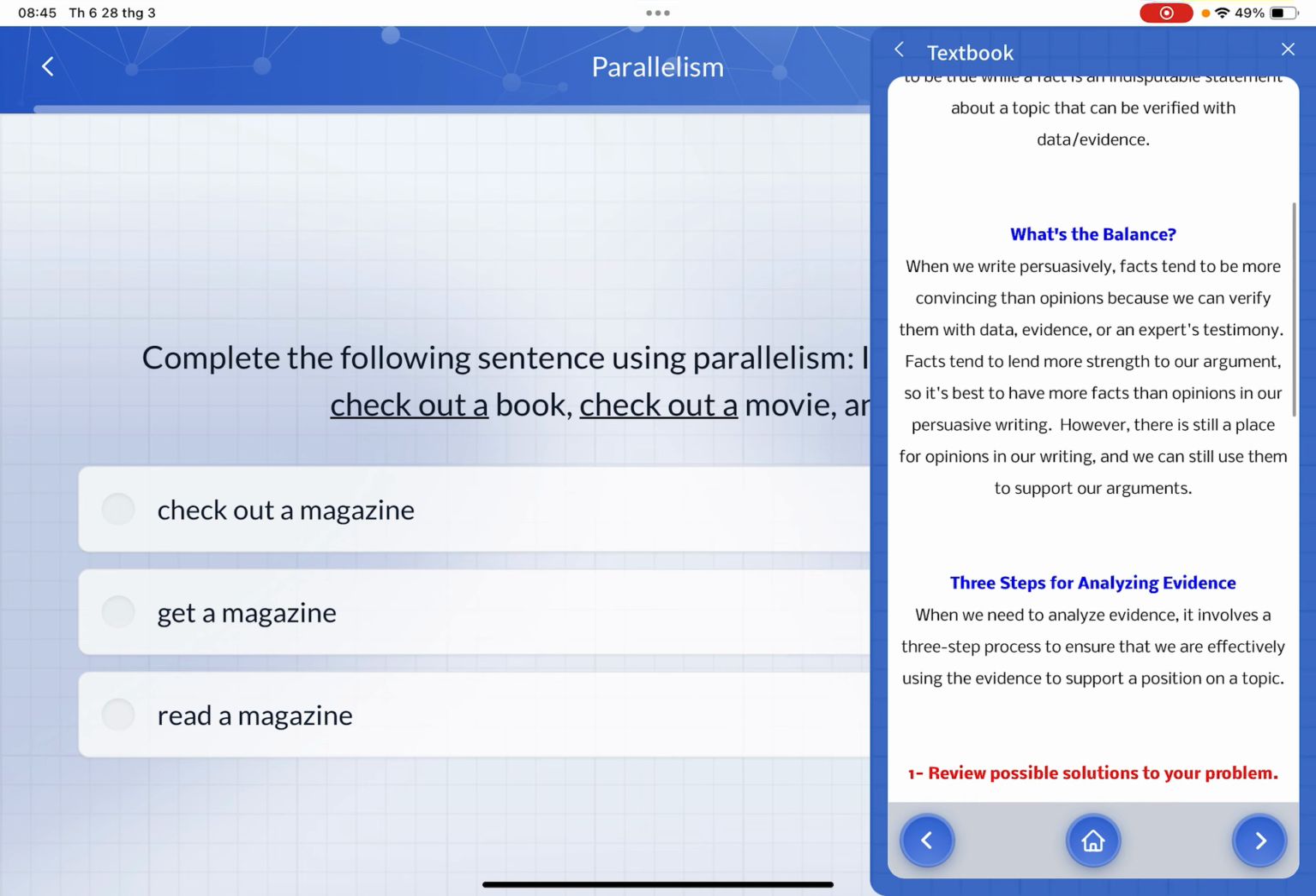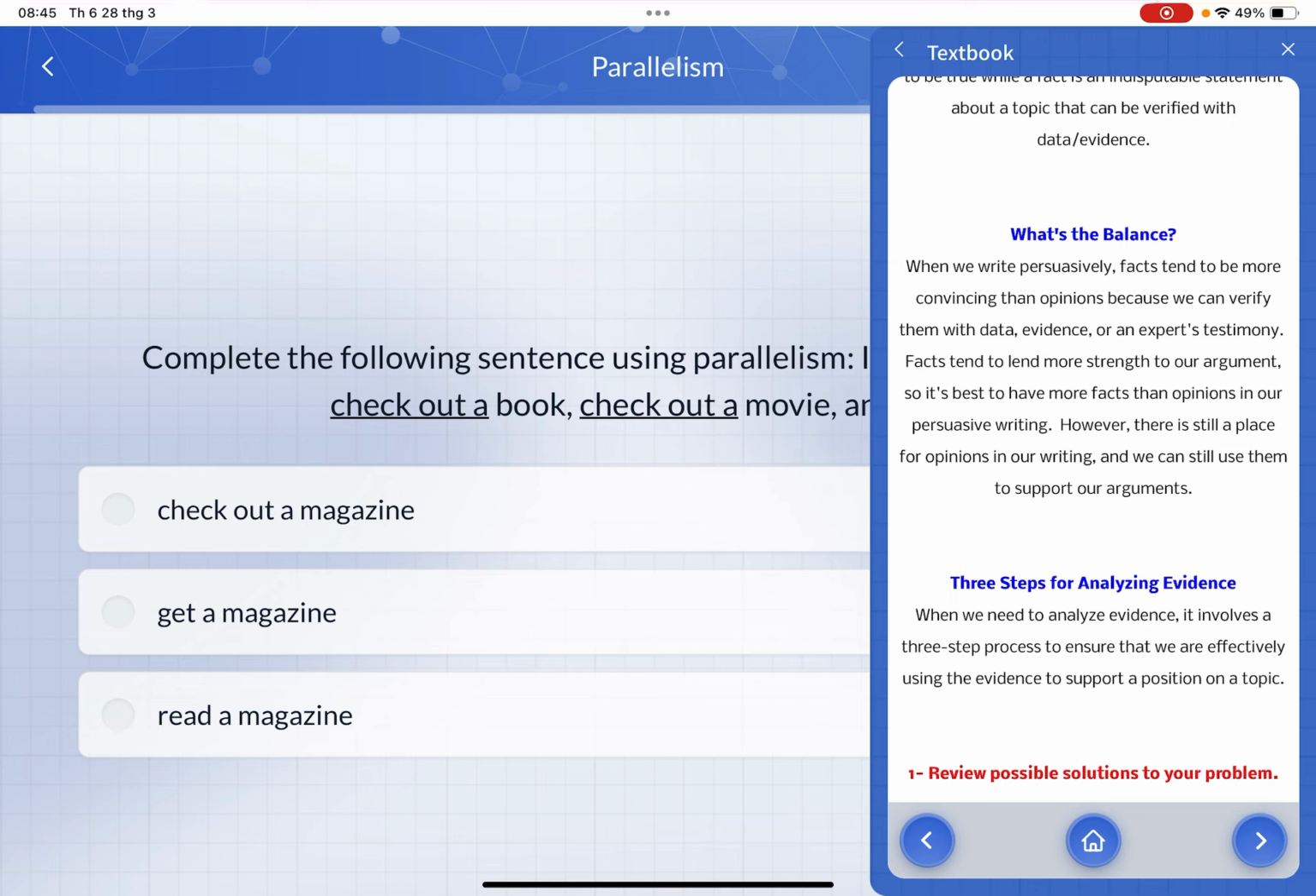Okay, so when we write persuasively, facts tend to be more convincing than opinion because we can verify them with data, evidence, or an expert testimony. That's why facts tend to lend more strength to an argument. So it's best to have more facts than opinion in our persuasive writing. We can still add our own opinion, but of course, it is best to have more facts than opinion.